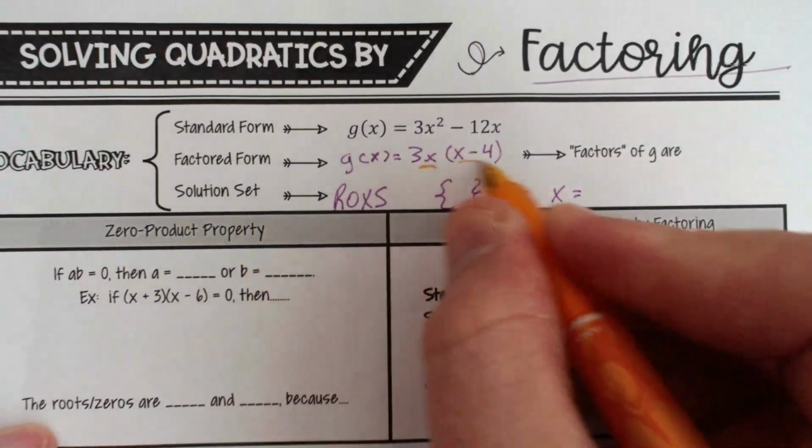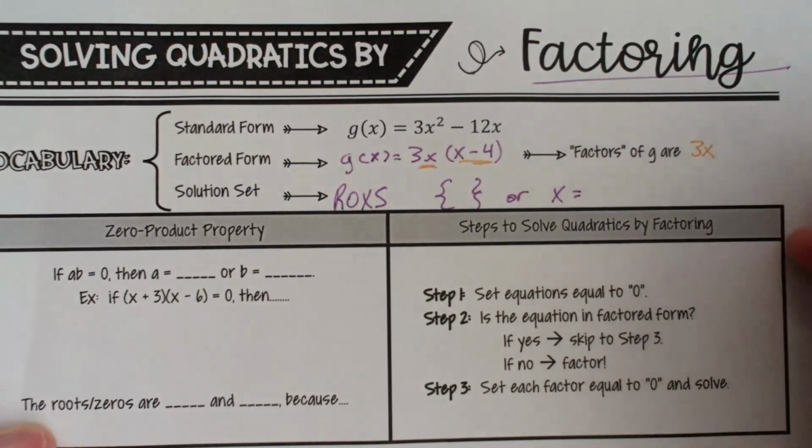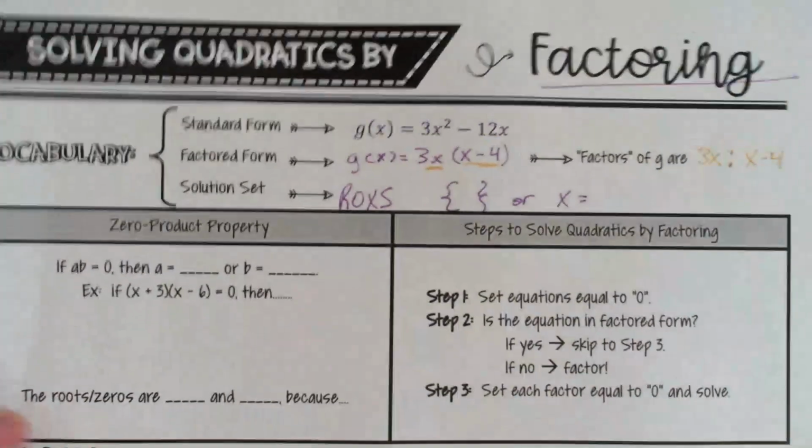Now, the factors of g, that's these pieces right here. That's this piece and that's this piece. So they are 3x and they are, I'm going to go ahead and separate it with like a colon here, they are also x minus 4. Those are our factors.